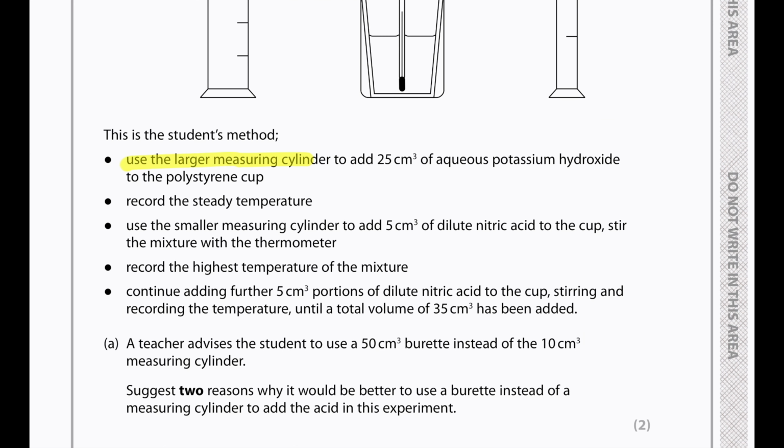Use the larger measuring cylinder to add 25 cm cube aqueous potassium hydroxide to the polystyrene cup. Record the steady temperature. Use the smaller measuring cylinder to add 5 cm cube of nitric acid to the cup. Stir the mixture with the thermometer. Record the highest temperature of the mixture. Continue adding 5 cm cube portions of dilute nitric acid to the cup, stirring and recording the temperature until a total volume of 35 cm cube has been added.